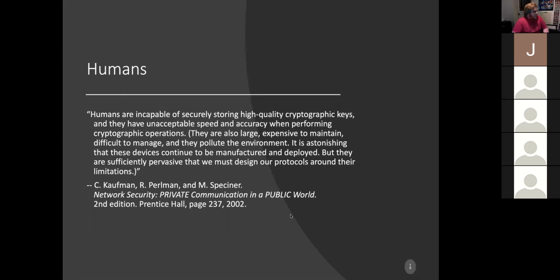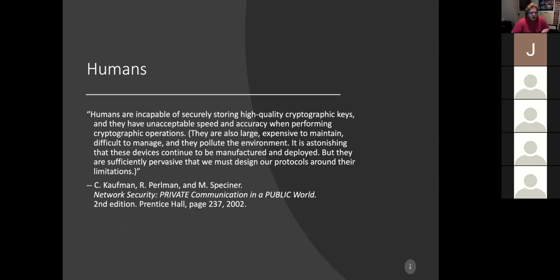Humans are incapable of securely storing high-quality cryptographic keys, and they have unacceptable speed and accuracy when performing cryptographic operations. They are also large, expensive, difficult to maintain, and they pollute the environment. It is astonishing that these devices continue to be manufactured and deployed, but they are sufficiently pervasive that we must design our protocols around them. C. Kaufman, Perlman, and Speciner, Network Security.